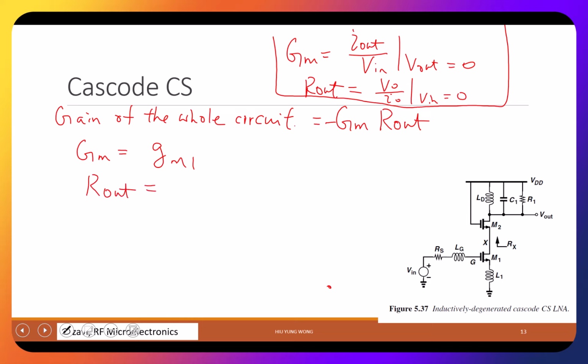If I ignore channel length modulation, it is just looking into here. Since there is no channel length modulation, looking down you have infinite impedance. You're looking from here, looking down, right? Here is infinite. So what is the impedance when you look up? You only have this one in parallel with this. What's the impedance? He said R1. Do you agree?